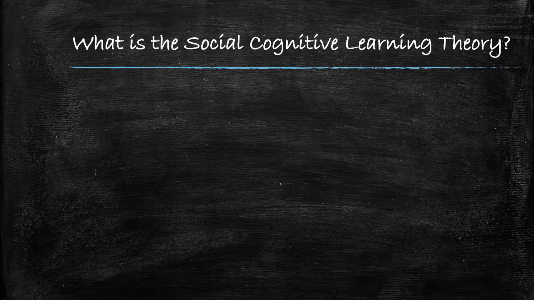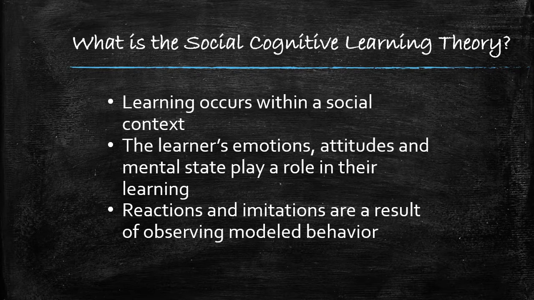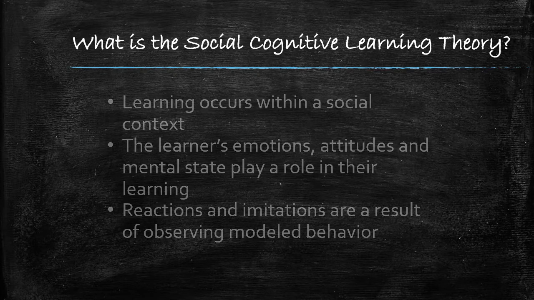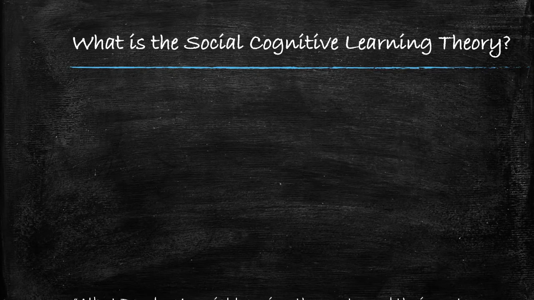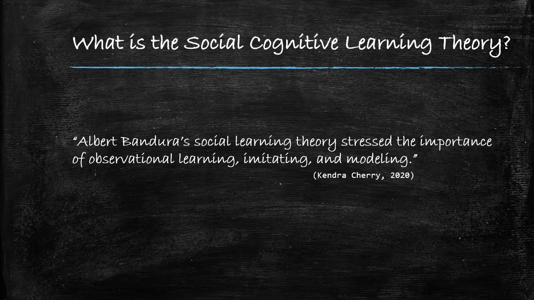The social cognitive theory consists of three components which come together and coincide in order for the learner to adopt or mimic behaviors. These three components are the social context or environment, the learner's own emotions, attitudes, or mental state, as well as the observation of modeled behavior. This theory stresses the importance of observational learning, imitating, and modeling.